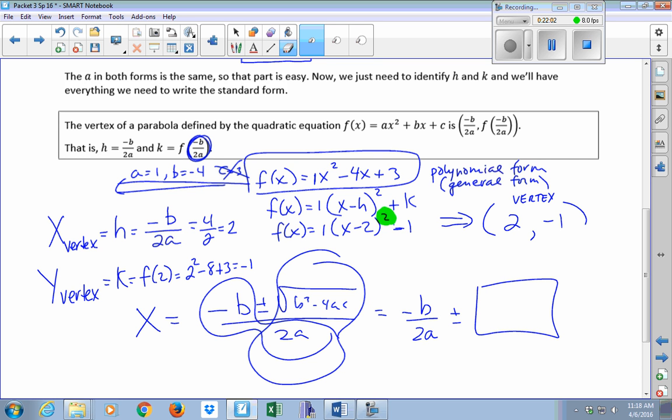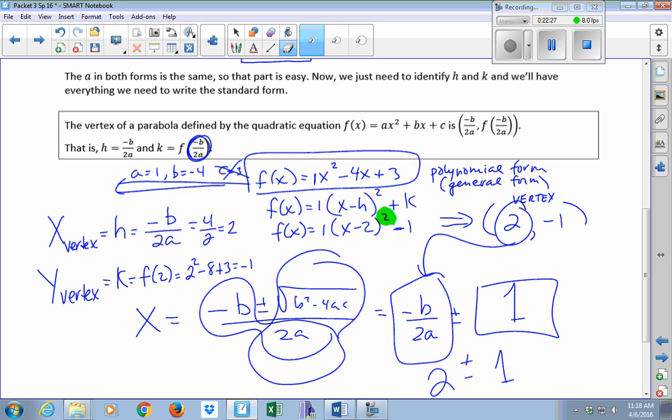And if you solve this equation for 0, you'll find that your 2 x-intercepts are 1 and 3. So remember, this is 2. You're going to add and subtract 1. So all this stuff in the discriminant and all that comes out to be 1 when you solve this quadratic equation for 0. Yep, Catherine?